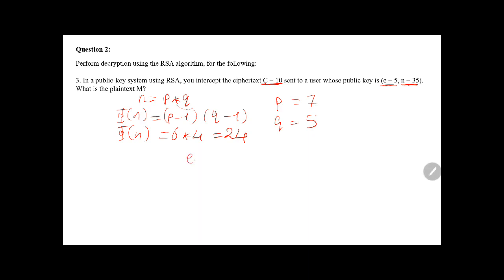So the equation here is E multiplied by D equal to 1 plus K multiplied by Euler's quotient of N. So here E is equal to 5, so 5 multiplied by D equal to 1 plus K, we don't have K of course, multiplied by 24. Okay, so we rewrite this into our Euclidean algorithm equation. We will use the Euclidean algorithm since we have two unknowns in one equation. So it will be 1 equal to 24x plus 5y.